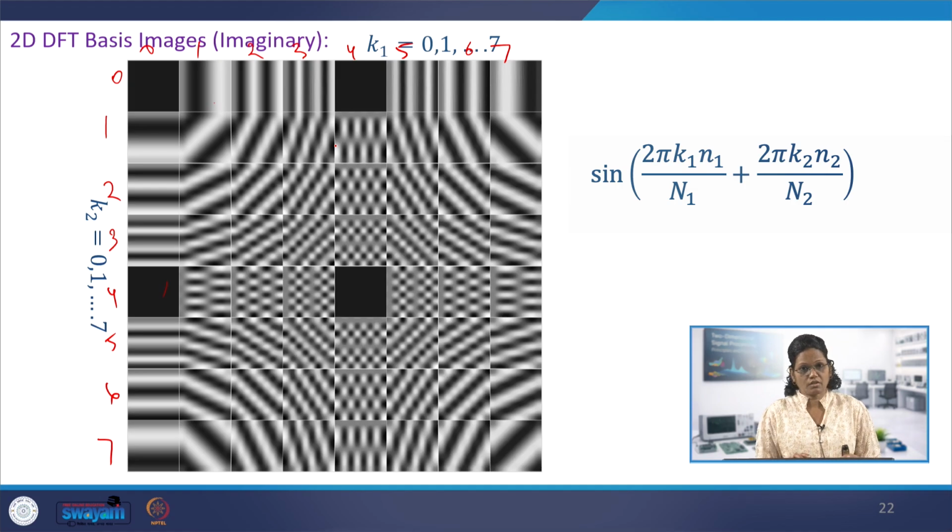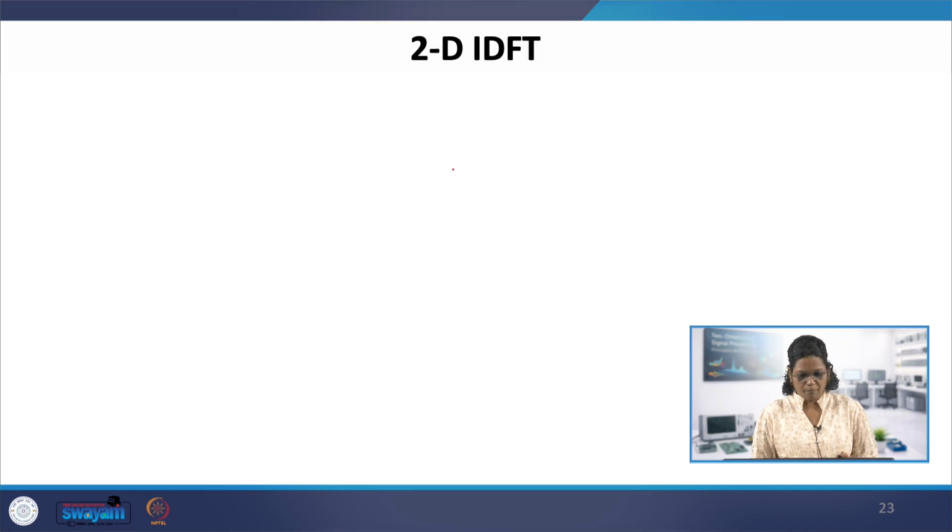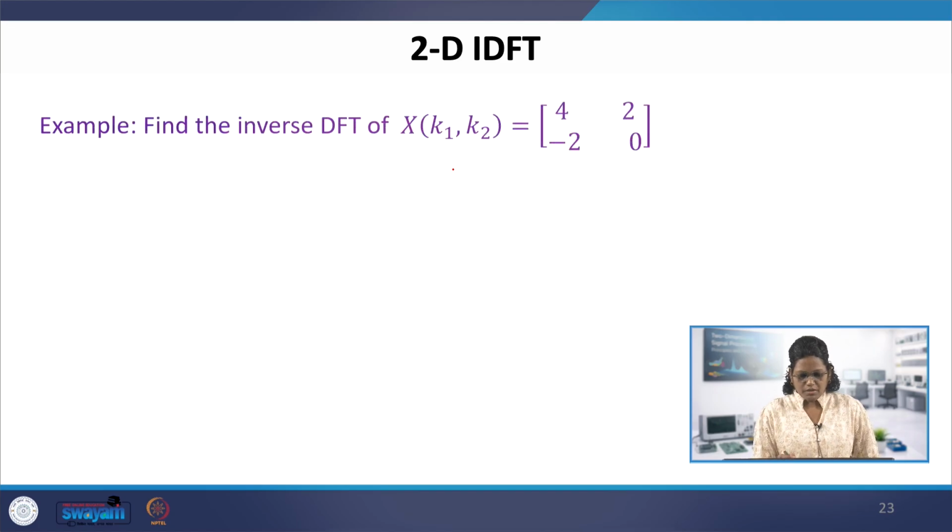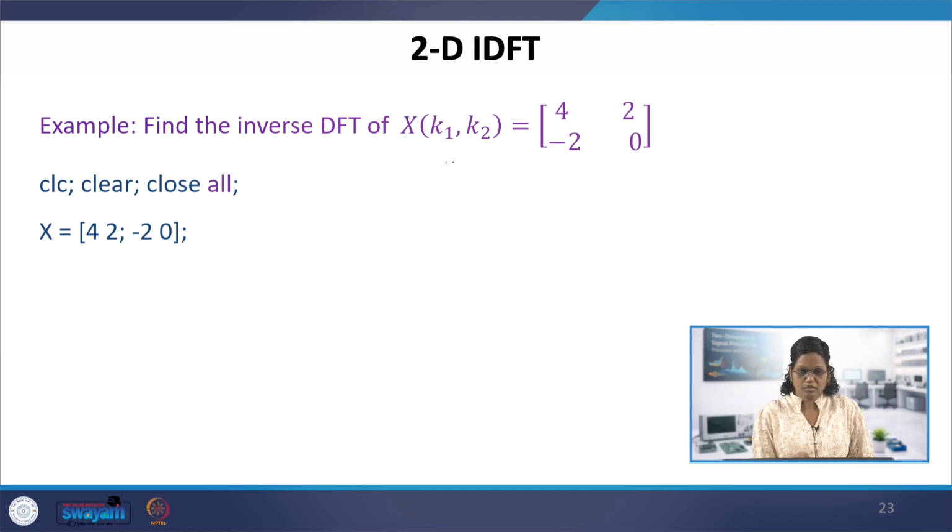So just to visualize how this looks, and what is the correlation between the signal and these basis images, or the transform and basis images, we get this when we do the inverse transform. So using the basis images, how do we reconstruct, how do we get the transform? Once we find the inverse DFT of the given 4 2 minus 2 0, through an example we could see this as well. 4 2 minus 2 0, in which the DFT coefficients are given. How do we get this x of n? That is the inverse DFT, right?